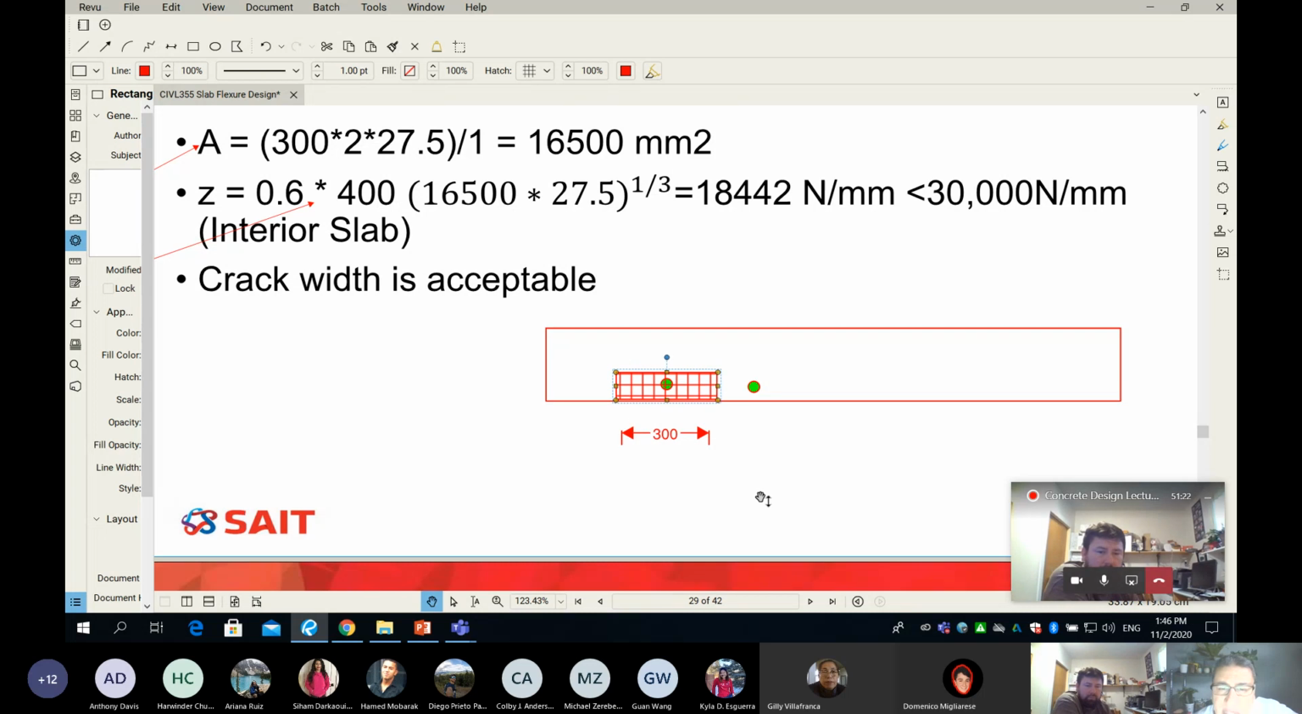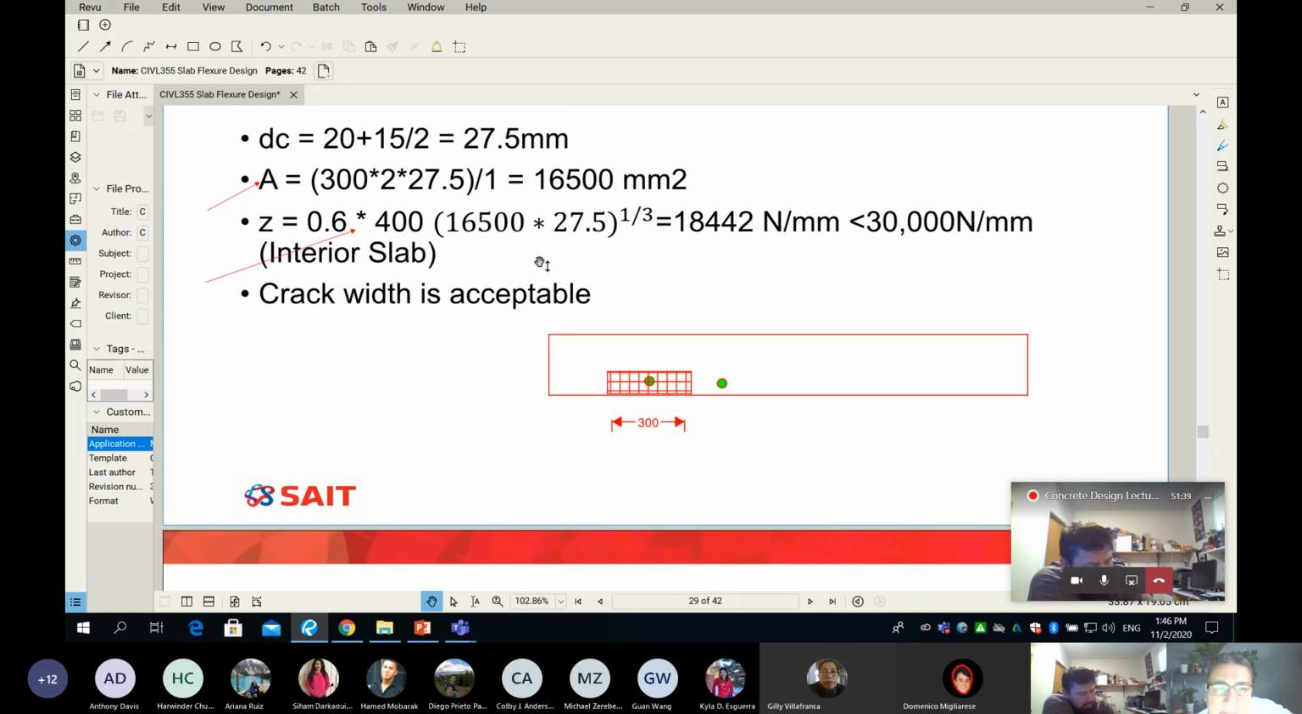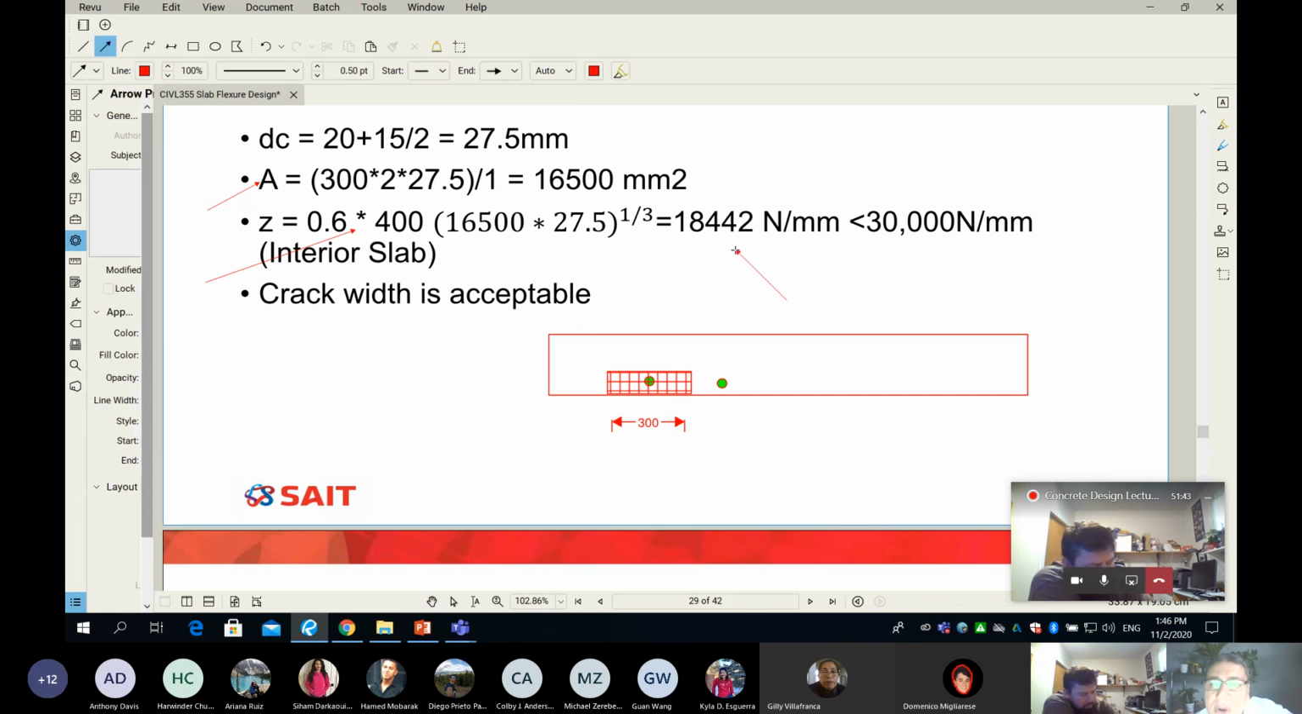And then remember, if I do that, it means it's going to be 300 times 2DC, but divided by 1. Why 1? Because in this area here, there is only one bar. And then finally, you need to go into the equation, which is FS multiplied by A times DC to the power 1/3. You will get finally your crack control factor 18.442, which depends on whether you have an inside slab or outside slab, and that's why the limit will change.